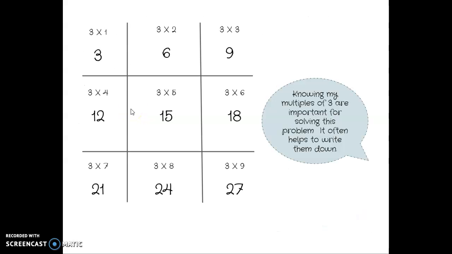Knowing my multiples of 3 is important for solving this problem. It often helps to write them down. I chose to use a Tic Tac Toe board. So my multiples are 3 times 1 makes 3, 3 times 2 makes 6, 3 times 3 makes 9, all the way to 27. And this helps me keep it organized. You're welcome to do it however you like.